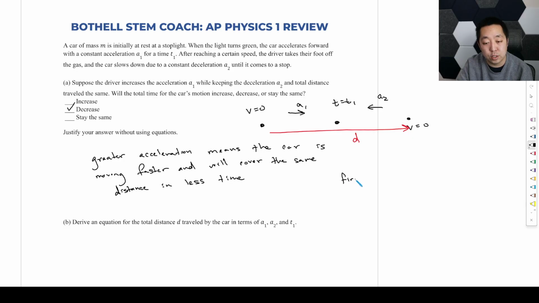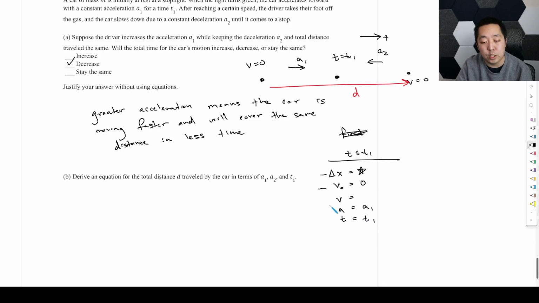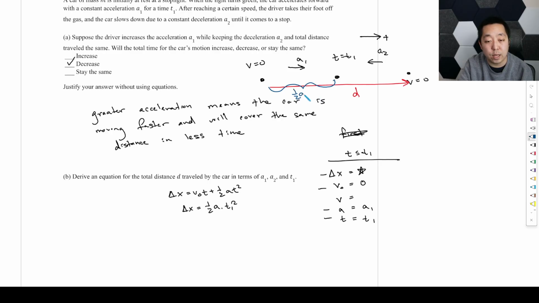So let's do the first. For t less than or equal to t1, let's do the motion. We're going to list out our kinematic variables, and we're going to say right is the positive direction. The displacement is what we would like to know. The initial velocity is 0. The final velocity we don't know, but the acceleration is a1 to the right, which is positive, and the time is t1. The kinematic equation that connects those variables is displacement equals v0 t plus 1/2 a t squared. So the displacement here is 1/2 a1 t1 squared. This distance from here to here is 1/2 a1 t1 squared.